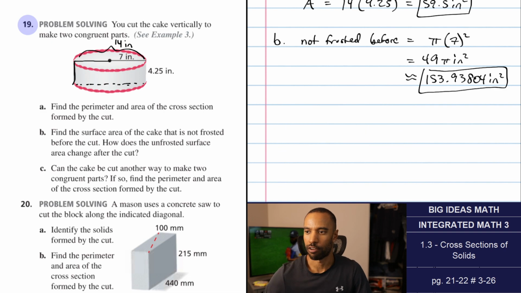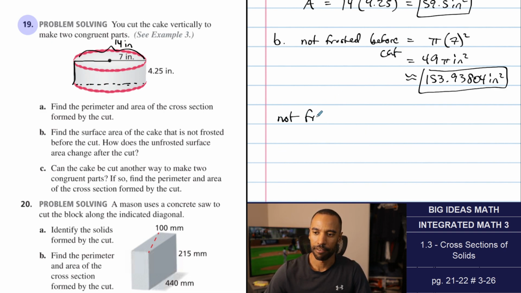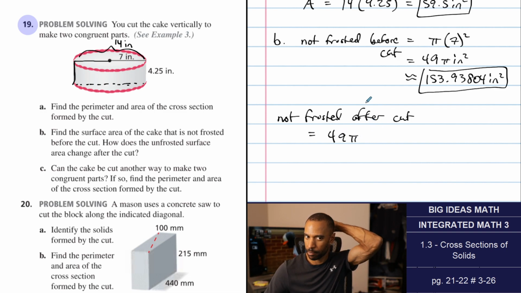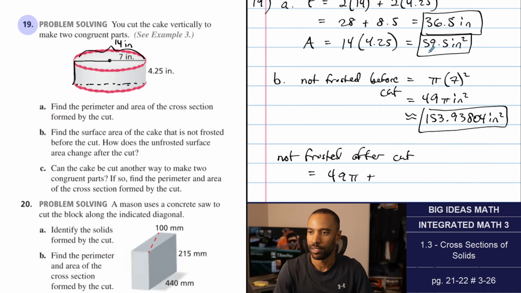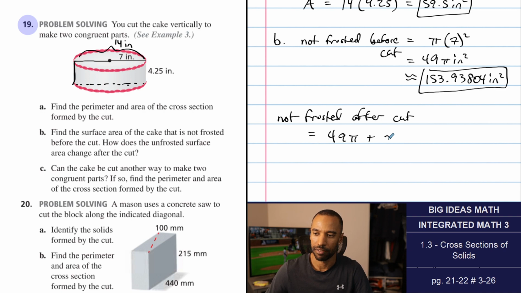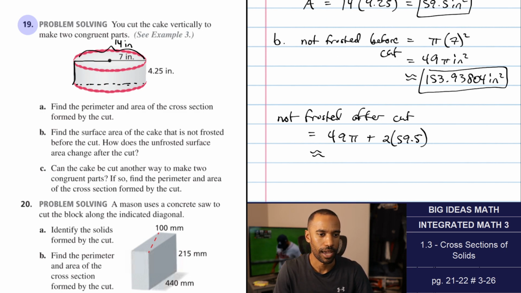When I wrote not frosted before, I meant not frosted before the cut. So not frosted after cut takes your 49 pi, that doesn't change, that bottom, plus two of these areas of that cross section, two 59.5s. So I'll let the calculator do all of that. That plus 2 times 59.5. So I still have the other calculation in there.